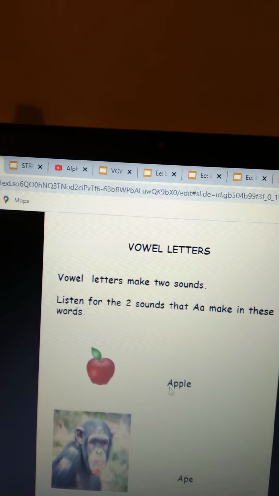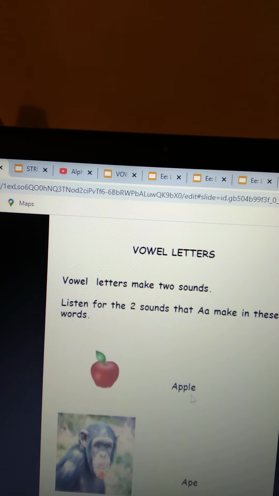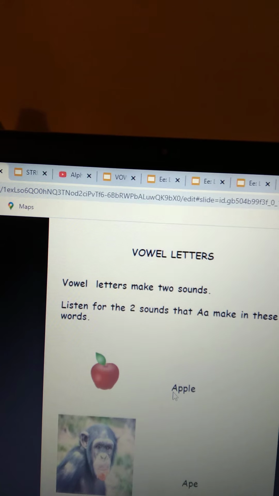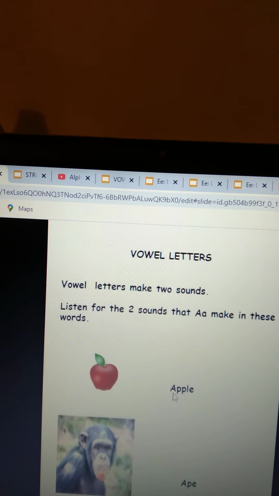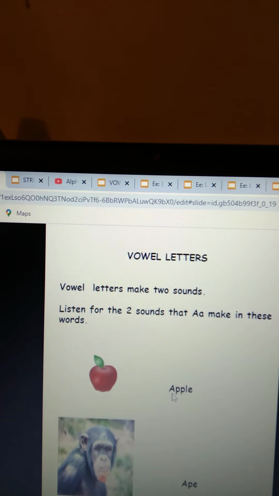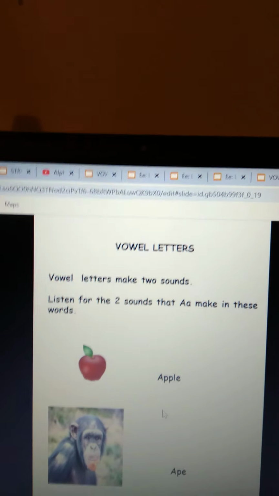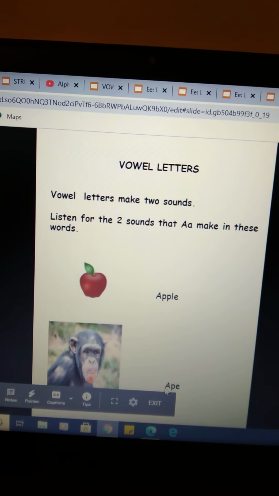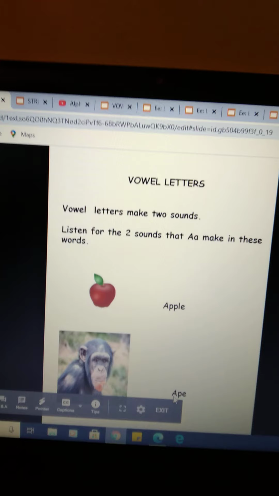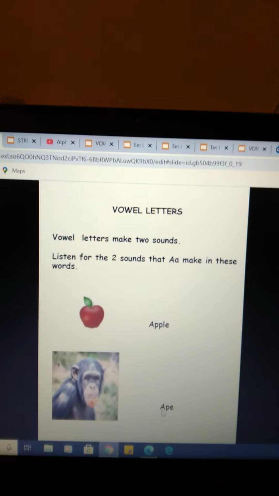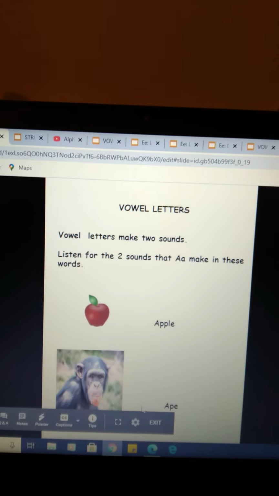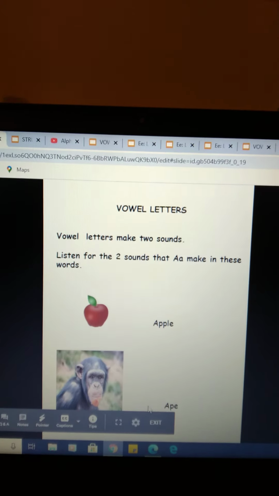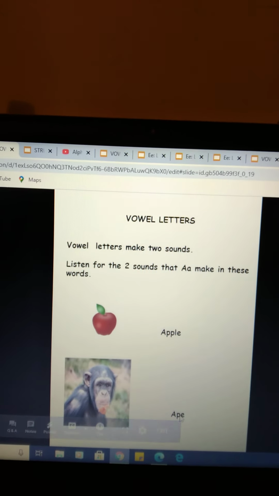Apple. What sound did you hear this letter making? Yes, it said ah. Now we have the same letter down here. I want to find out what sound that letter makes in this word. We see a picture of an ape. So this word says ape.